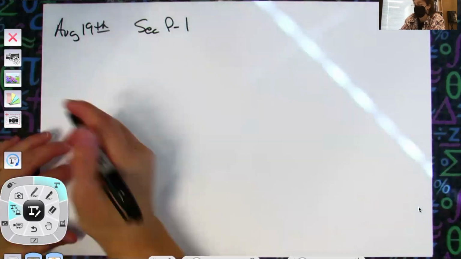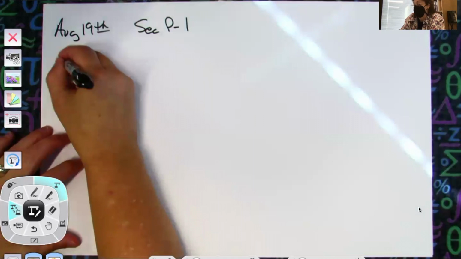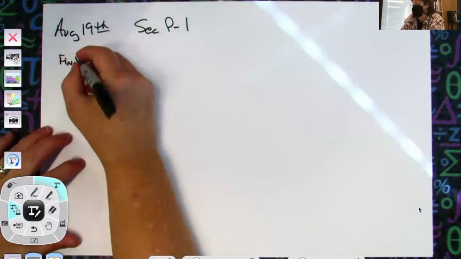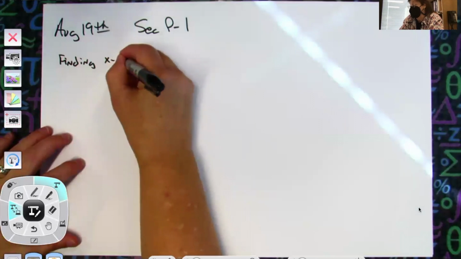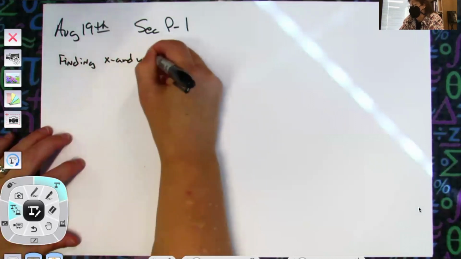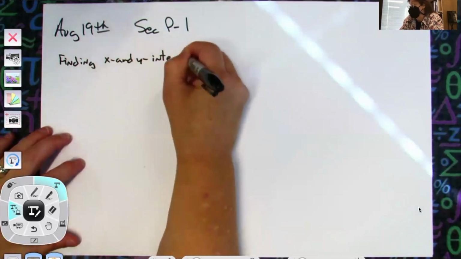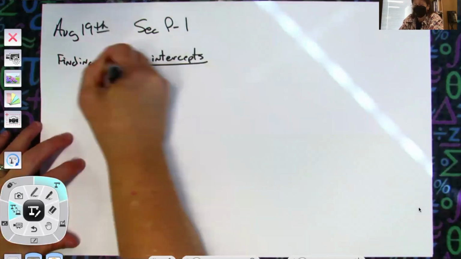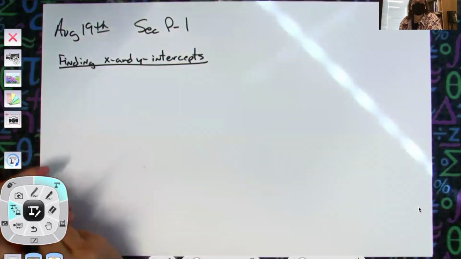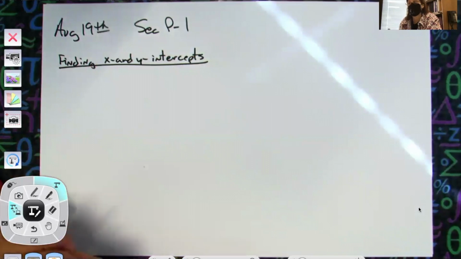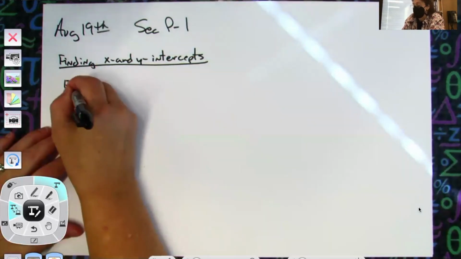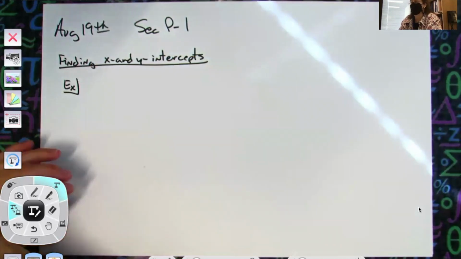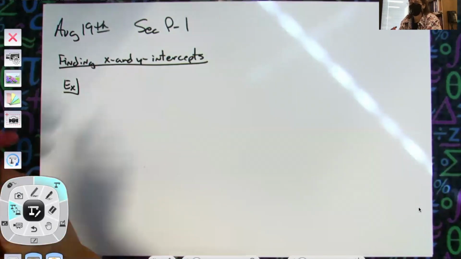We did that last year. Hopefully, you've got this to where I wouldn't even have to do it. You just know how to do this. So x and y intercepts. We're going to give you equations. Now the difference from last year to this year is that the equations are going to be a little more complicated. It's not just going to be standard parabolas.